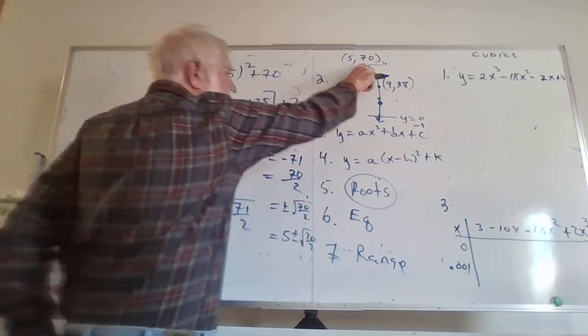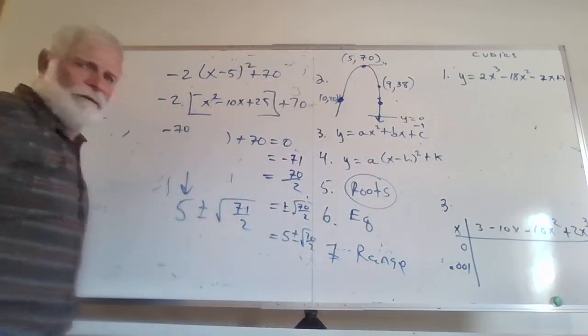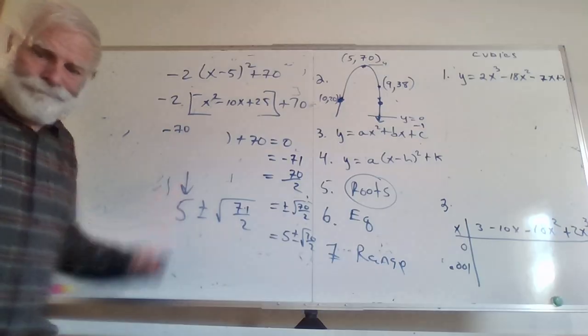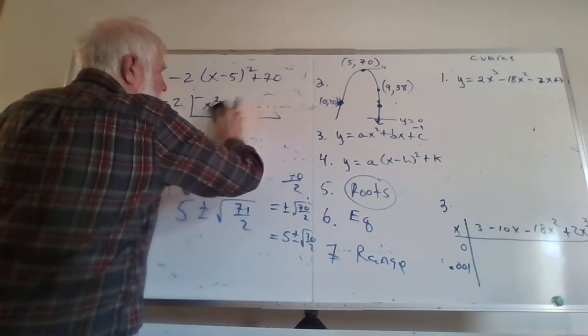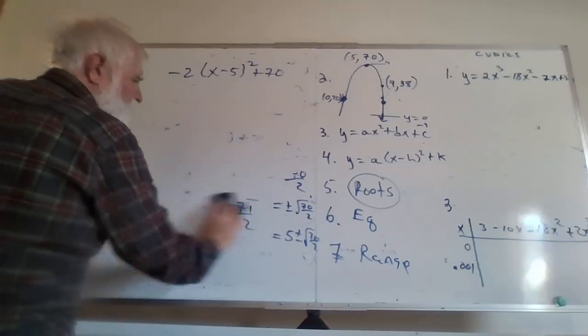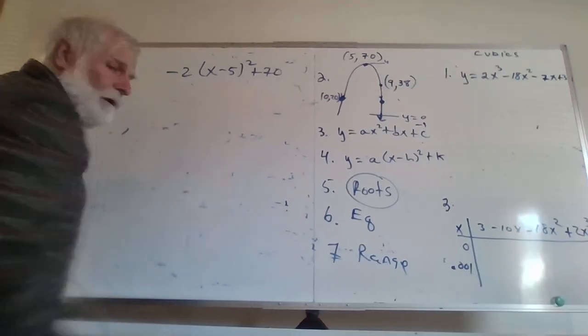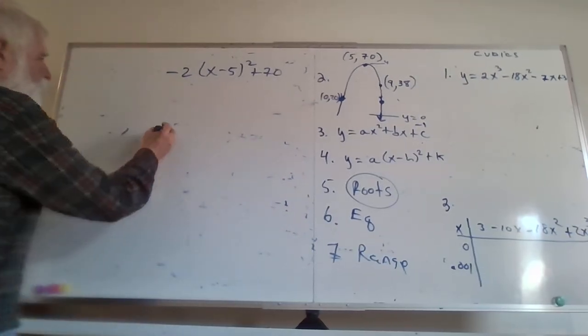Because how far is it from 70 to negative 1? 71 units. All right, now let's put it in graphing form. Trying to teach you to put it in graphing form. Which is that? Where did it come from? I got to do it again.